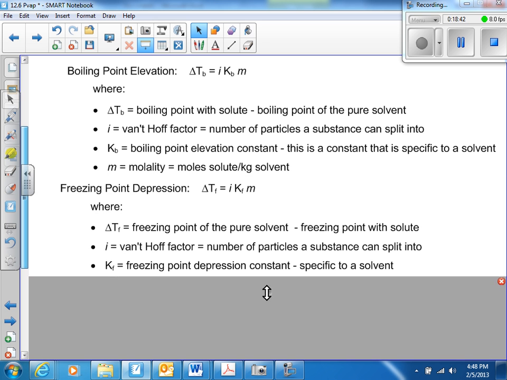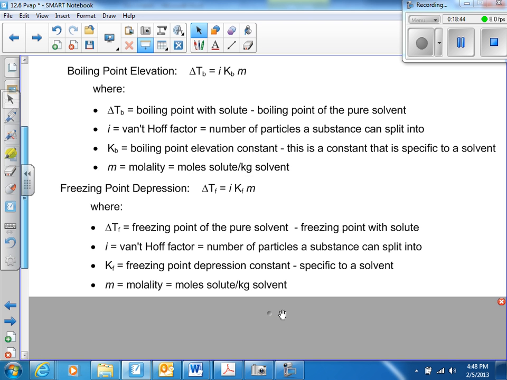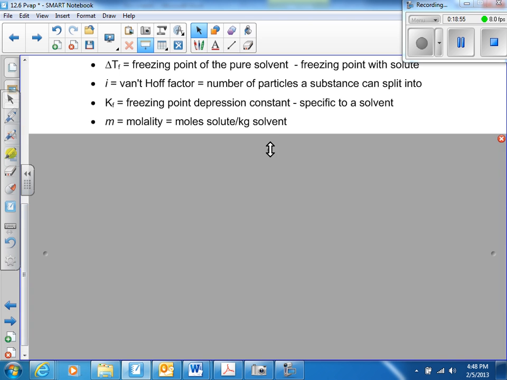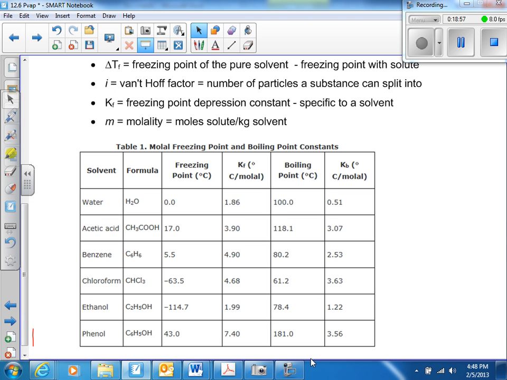A little bit different. Then we have freezing point depression. Same equation, looks exactly the same. It's just that we have a freezing point depression constant instead of a boiling point elevation constant. And I've put a little table in here. I have a whole bunch of freezing point depression, boiling point elevation constants. So if you have any problems for these particular chemicals, you can just look this up.